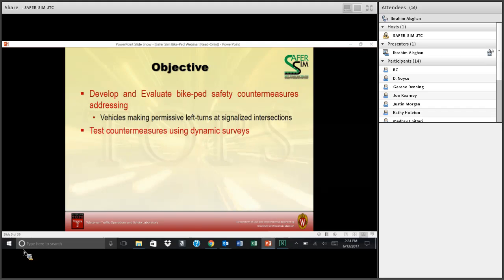So now we come to the objective. We have these causes, and we know that turning left is one of the second major causes of pedestrian accidents at intersections. So we have to develop and evaluate a countermeasure that can address this, especially for vehicles making a permissive left turn at a signalized intersection. And we came up with a way to test this countermeasure using a dynamic survey.